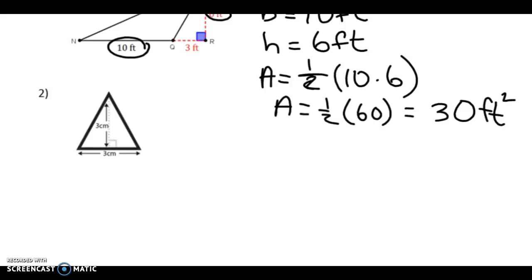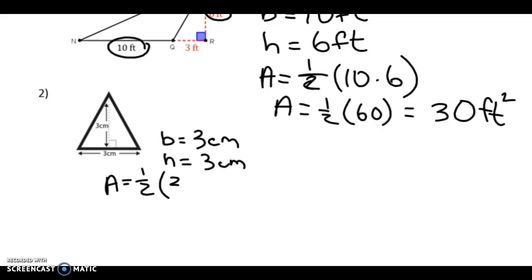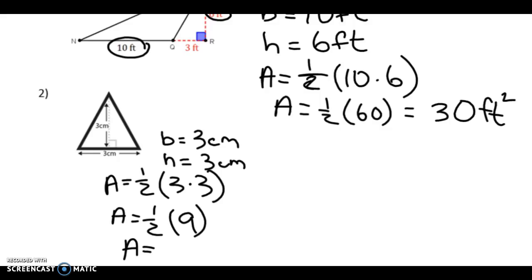We have a triangle with a base of 3 centimeters and a height of 3 centimeters. Okay? 1/2 of the base times the height. Okay, so 4 and 1/2 is 1/2 of 9 centimeters squared. Okay?